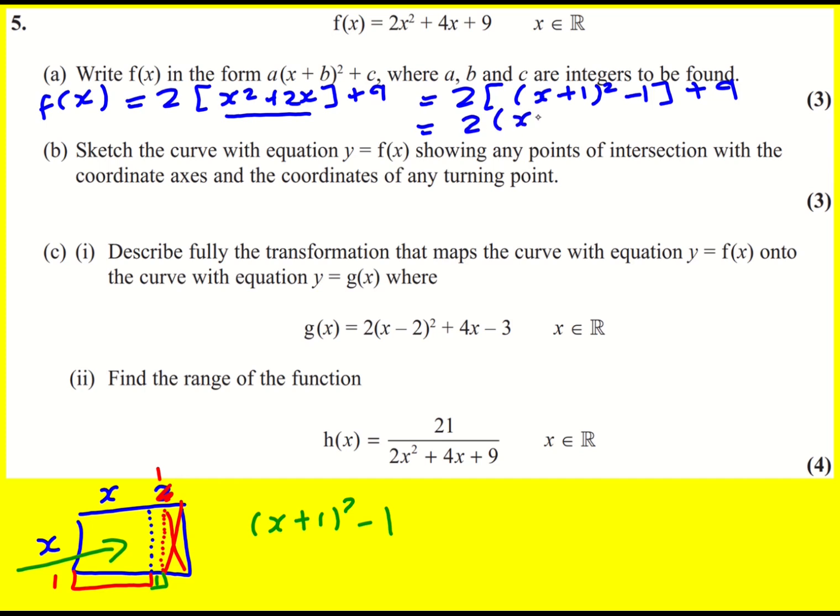Okay, expand it back out. 2 times x plus 1 squared, minus 2, plus 9. I'm going to get plus 7 overall.